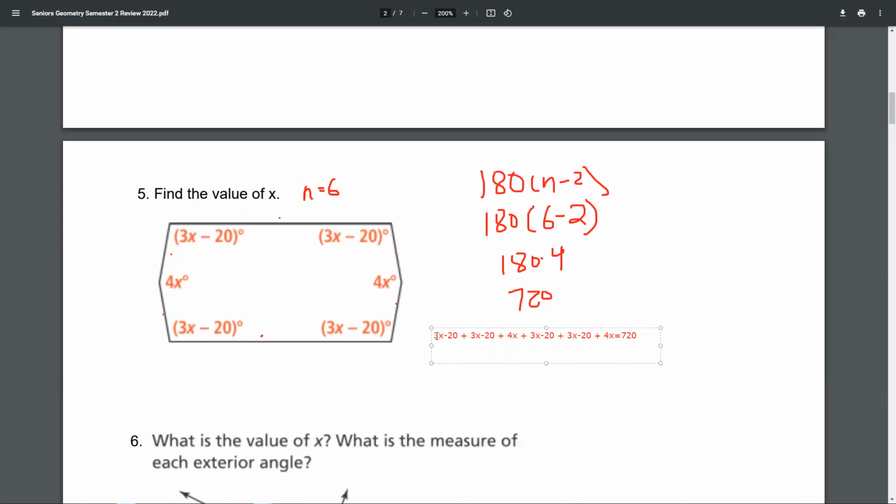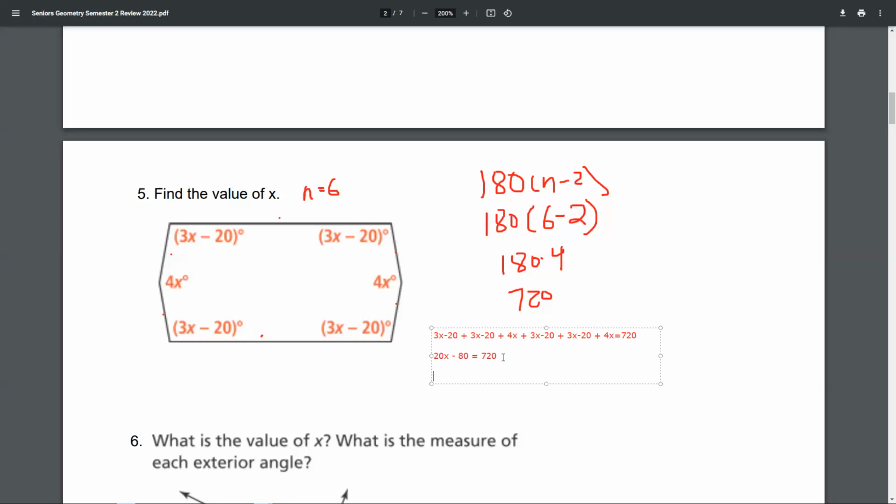If I combine like terms, we have 3x, 6x, 9x, and 12x, right? So we have 12 x's. We have minus 20, minus 20, minus 20, minus 20. That's minus 80. And then we had the 4x, 4x, so that's another 8x. So that really should be 20x. Right, 3x plus 3x, 6x plus 4x is 10x, 13x, 16x, 20x. Minus 80 equals 720. We just combine like terms there.